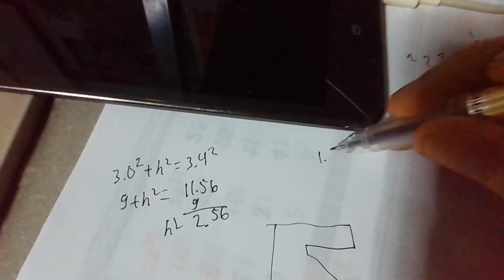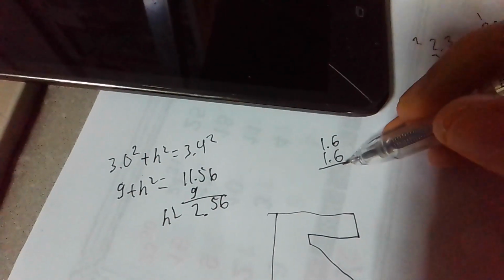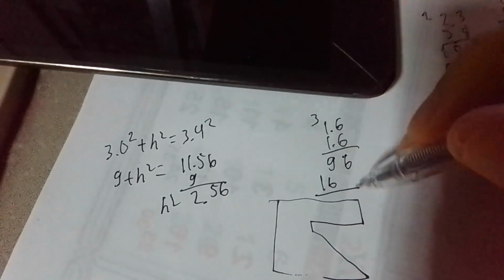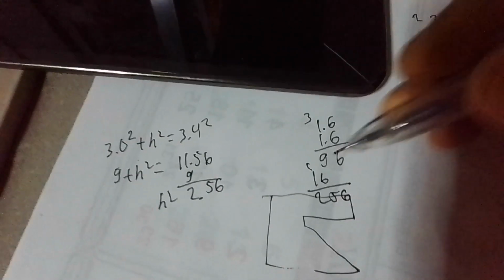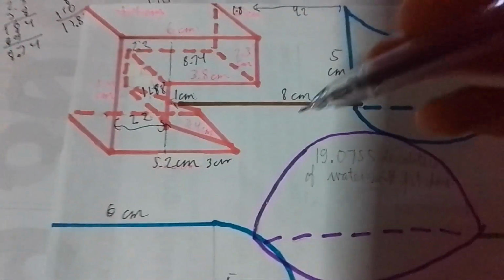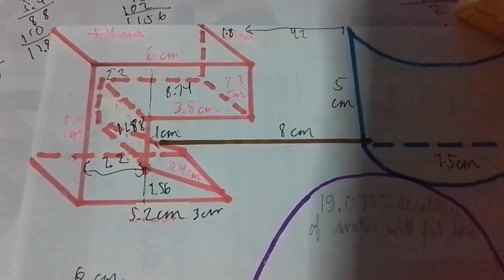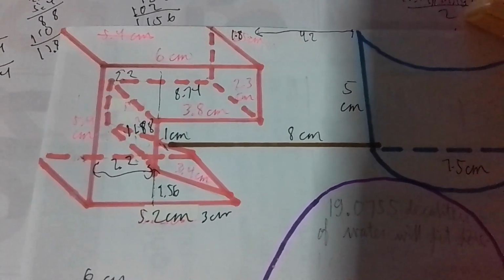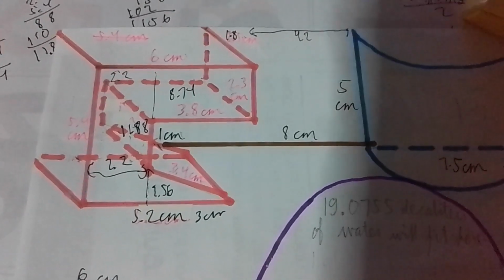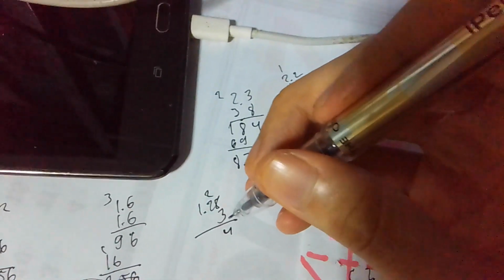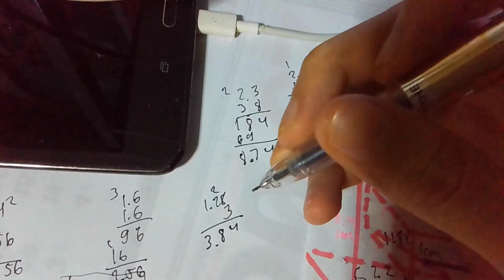To double check, 1.6 times 1.6, 6 times 6 equals 36, right? Then 6 times 1, that's 96, right? So tama, 2.56. So therefore, ang height ay 2.56. Okay? Now we can solve for the area of the triangle. To solve for the area of the triangle, it's just base times height divided by 2. So 2.56 times 3 divided by 2. Actually, 2.56 can be simplified to 1.28. So therefore, you'll just have 1.28 times 3 na lang. 24. 3 times 2 is 6, 8. So 3.84.